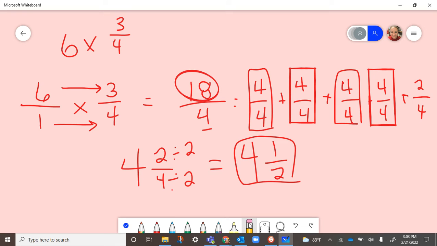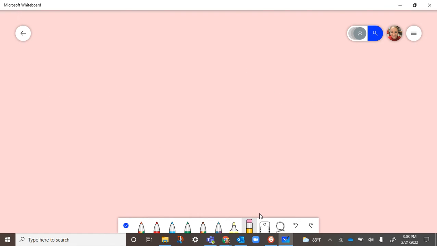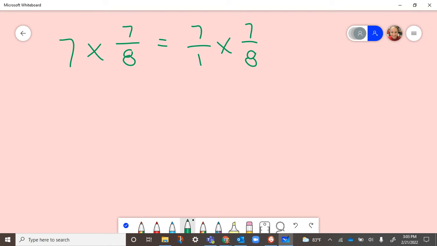And so let's do, there we go, that's easier. Let's do one more. Let's say we have 7 times 7/8. So again, I'm going to rewrite this as 7/1 times 7/8. I'm taking my whole and representing it as a fraction by putting it over 1.